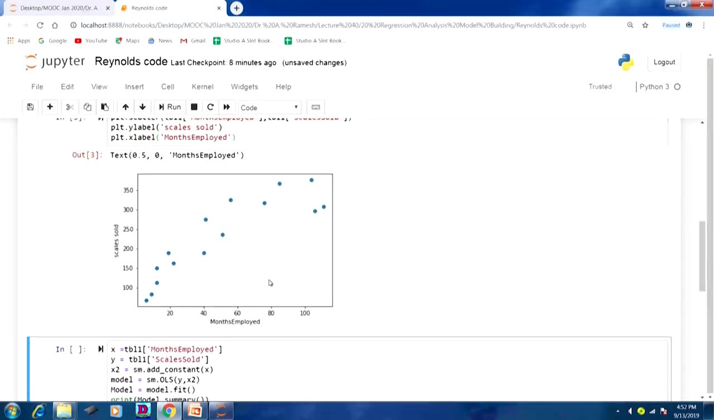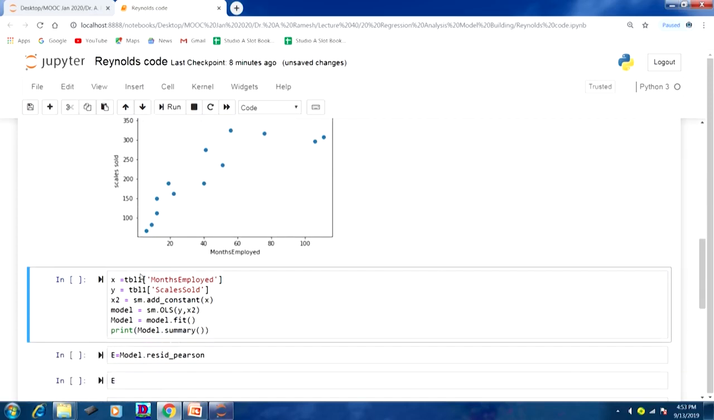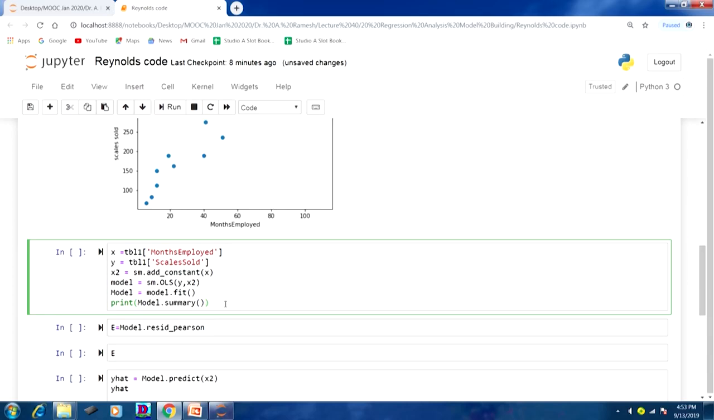This scatter plot shows that there is a positive relationship between months employed and scales sold. This implies a person having more experience can sell more products. Now we will go for a simple linear regression equation. X is the months employed, that is TBL1, y is our dependent variable, TBL1 scales sold, x2 equals sm dot add_constant x because I need to have a constant, and model equals sm dot OLS. Then model dot fit, and I am printing the summary.